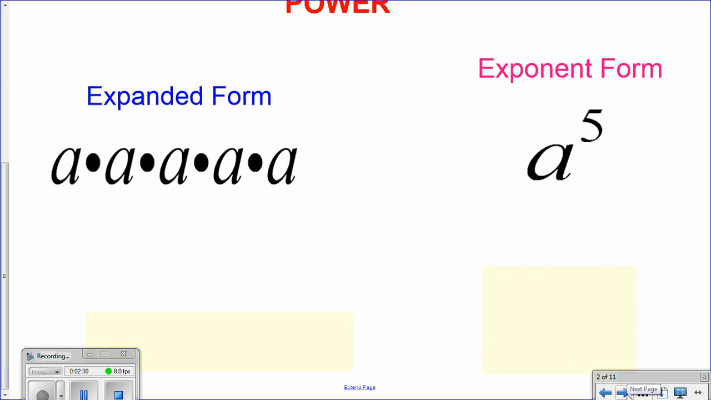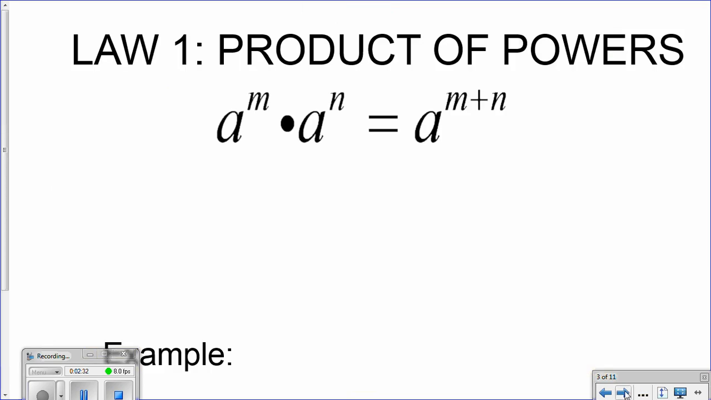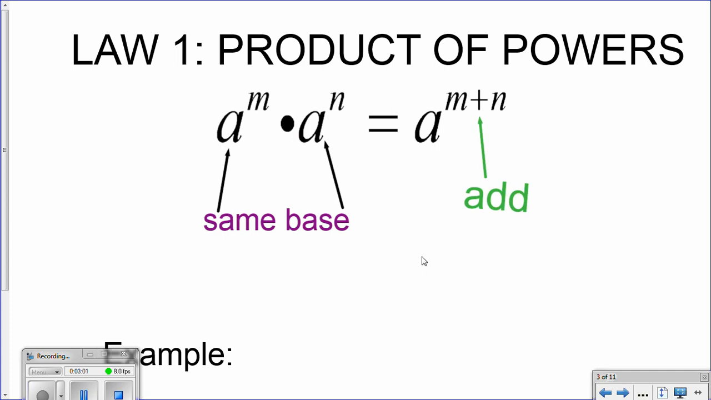Now that we know that, there are laws that go with it. We're going to be talking about these. That's the rest of this front page that you're doing. Law 1 is the product of powers. It looks like this, where it's some base being raised to an exponent times the same base being raised to a different exponent. What we can do is say it's equal to that base with the exponents being added together. So when it's the same base being multiplied, we add the exponents.